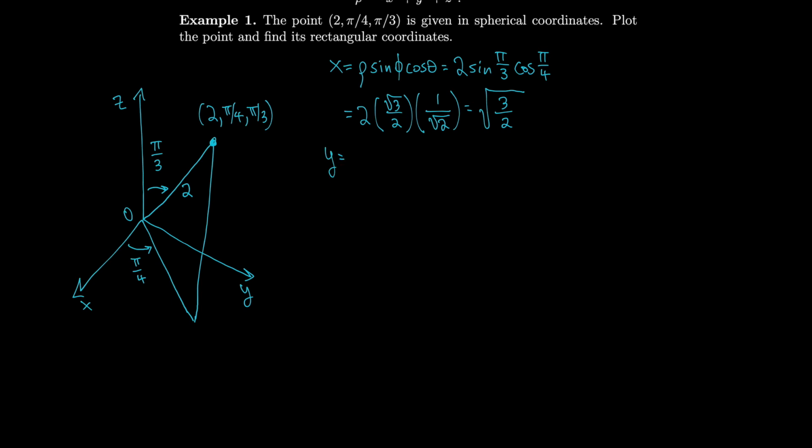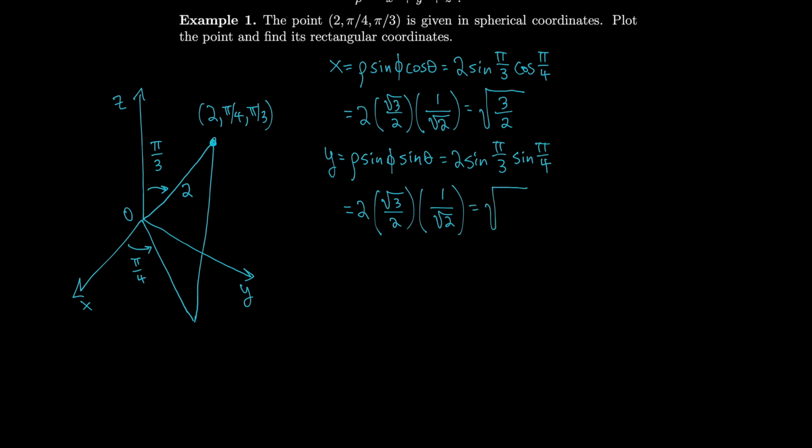Then our y-coordinate is r sine theta, so that's rho sine phi times sine theta. And that's 2 times the sine of pi over 3 times the sine of pi over 4. So that's 2 times rad 3 over 2 times 1 over rad 2. So again, it's the square root of 3/2.